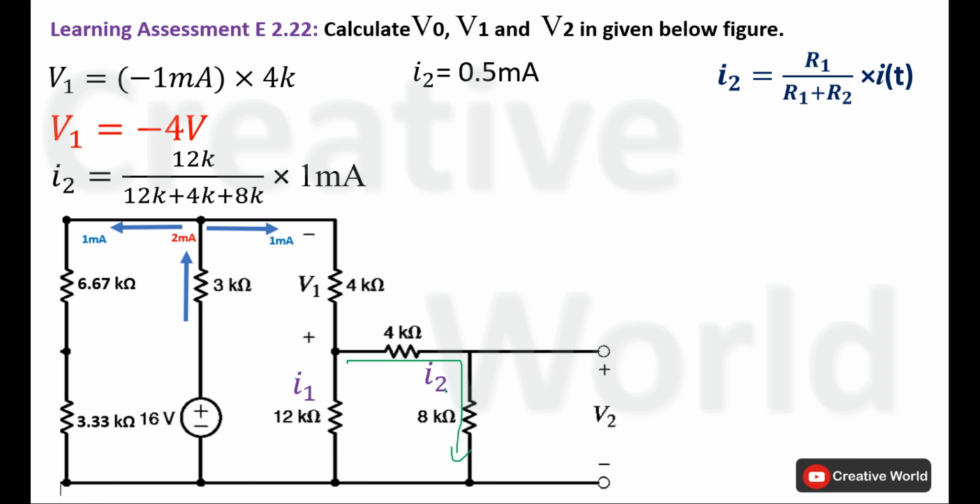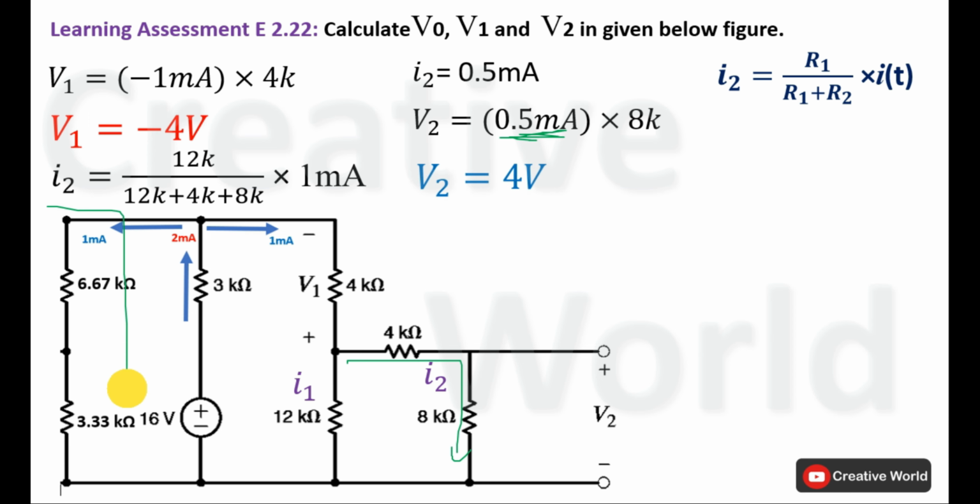Now we have the value of I2 and value of resistance is also known, so we can calculate the value of voltage V2. That will be the product of current through this resistance and the value of resistance. I2 is 0.5 milliampere multiplied by 8 kilo ohm. Here we have taken this I2 with positive sign because this current is entering from positive terminal of this V2 and leaving from negative terminal. So the value of V2 will be 4 volt.